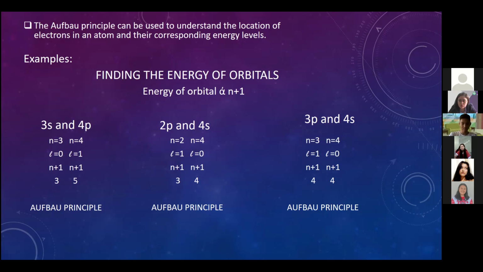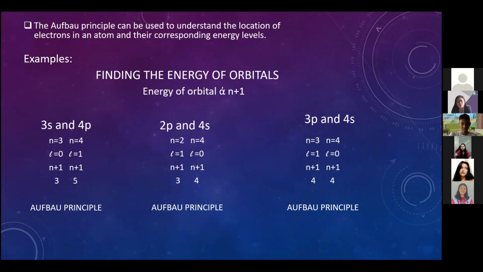The next example is 2p and 4s. In 2p, n is equal to 2, l is equal to 1, so it has a value of 3. And in 4s, n is equal to 4, l is equal to 0, and it has a value of 4. Therefore, according to the Aufbau principle also, electrons fill the 2p orbital first, then 4s.